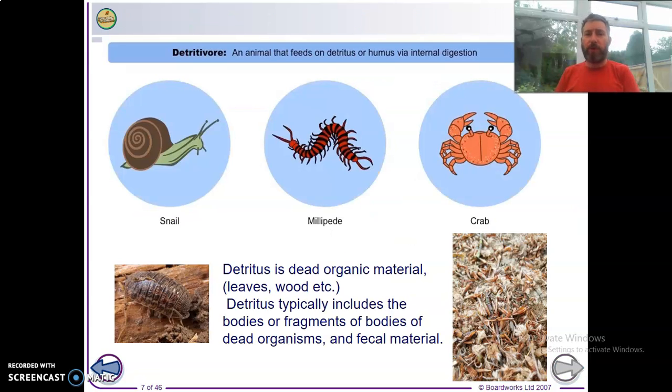But then we've got detritivores. Now detritivores are organisms that live on detritus. What is detritus? Detritus is dead organic material, dead plants mainly, so dead leaves, dead wood, but to an extent dead bodies. Detritus typically involves the bodies and fragments of dead organisms and also fecal matter. Why is there no poo? Things eat poo. Dung beetles eat poo. So, any organism, any animal that eats detritus, eats decaying or dead organic matter, is a detritivore.